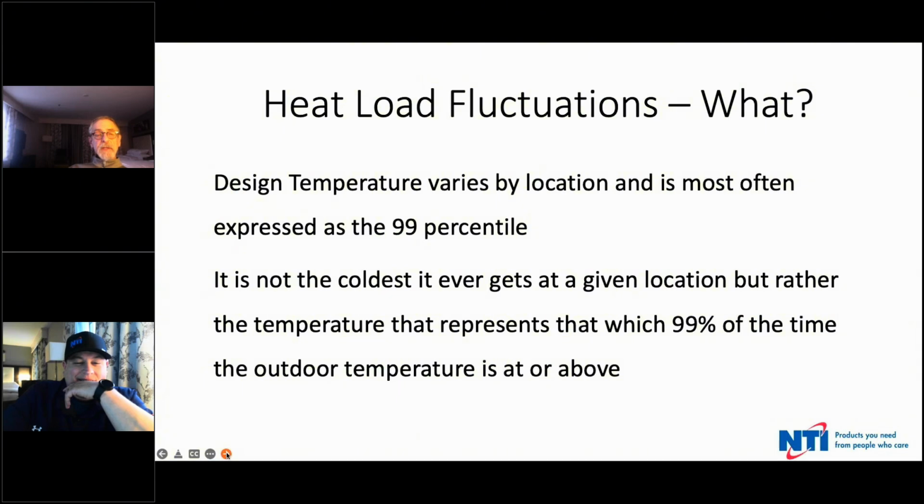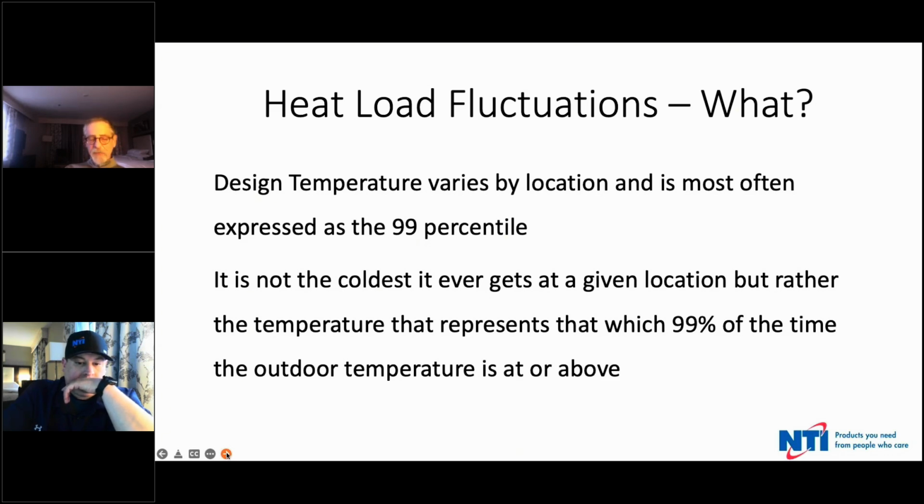So design temperature varies by location, and there are all kinds of ways. There's ASHRAE, there's Manual J, there's a book put out by the Los Alamos Lab, there's Energy Star. They all publish design temperatures for various locations. And that's quite often expressed as the 99 percentile.